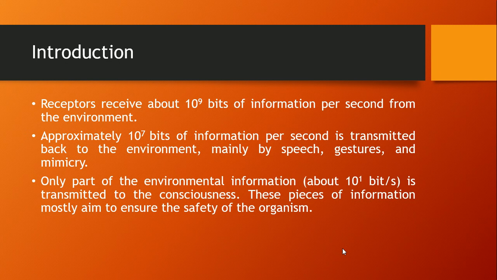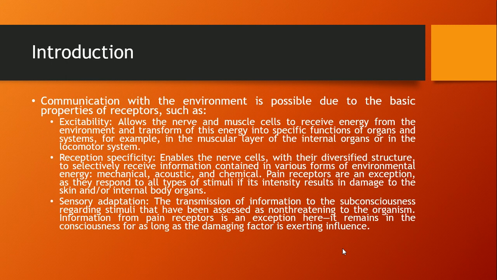Receptors receive about 10^9 bits of information per second from the environment, so the receptors of our body. Approximately 10^7 bits of information per second is transmitted back to the environment, mainly by speech, gestures, and mimicry. Only part of the environmental information, about 10^1 bits per second, is transmitted to the consciousness. These pieces of information mostly aim to ensure the safety of the organism.